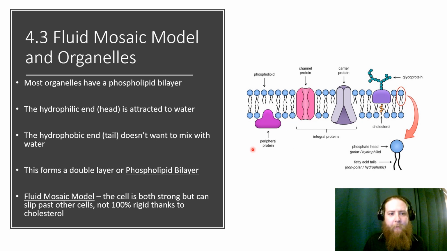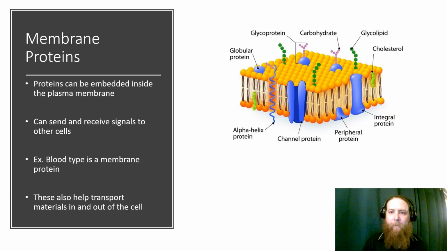They kind of do these non-polar interactions in here. We call this the fluid mosaic model because there's a lot of things going on inside of the cell membrane. And this allows the cell to be both strong, but, like with this cholesterol, not be so rigid that it can't still slip past other cells. It can move around. It can kind of warp and flex. And this is all due to the interactions of these different things inside of the cell membrane.